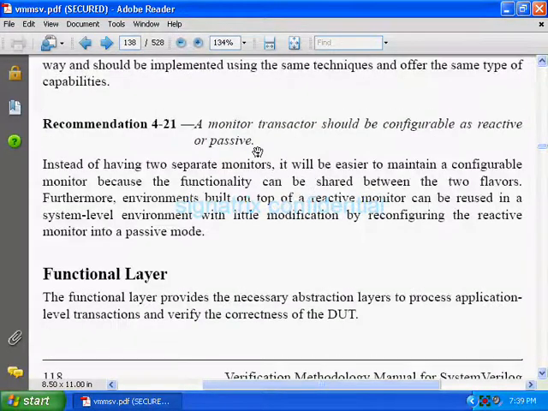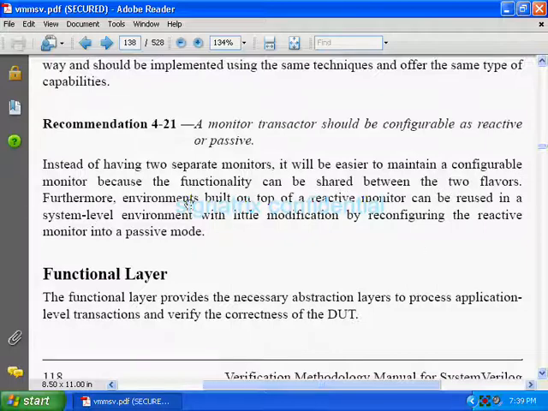Okay. Now coming to the next point, a monitor transactor should be configurable as reactive or passive. So when you are implementing a monitor, you should configure the monitor in the reactive mode or a passive mode. What they are trying to say is you should model a generic monitor, but based on your test case you should be able to configure that monitor either in reactive mode or in passive mode. So instead of using two separate monitors, it would be easier to maintain a configurable monitor because functionality can be shared between the two flavors.